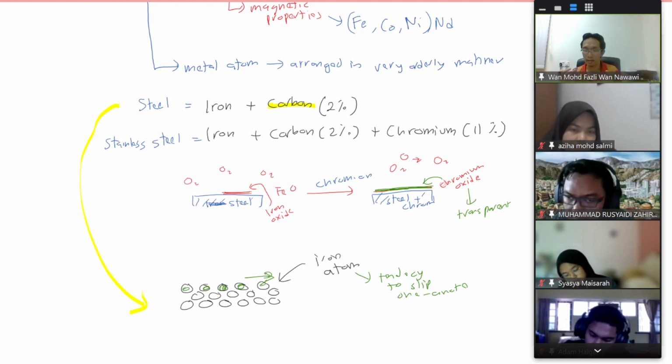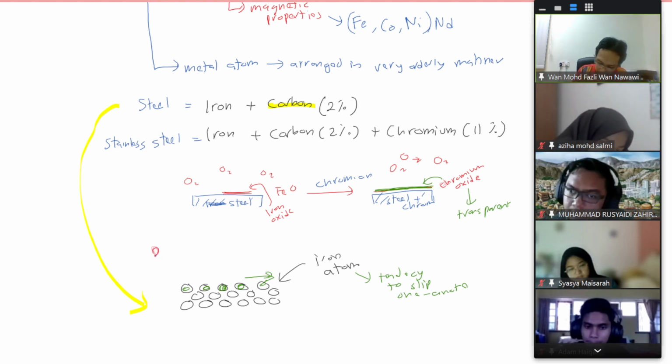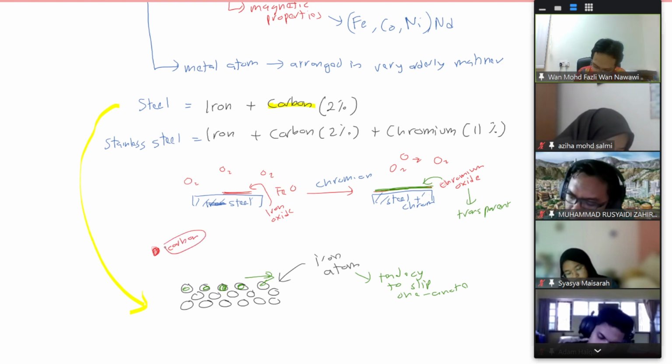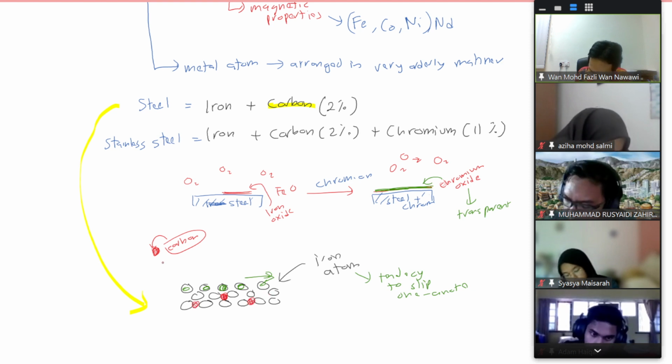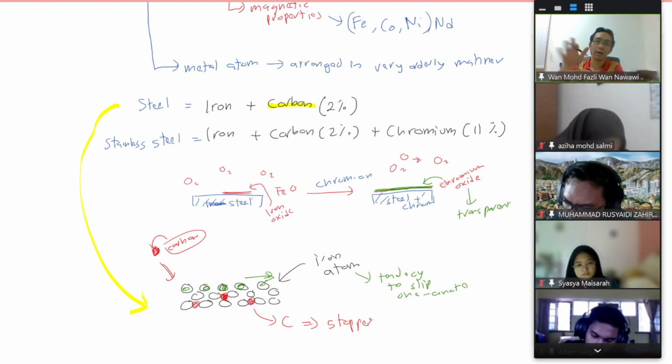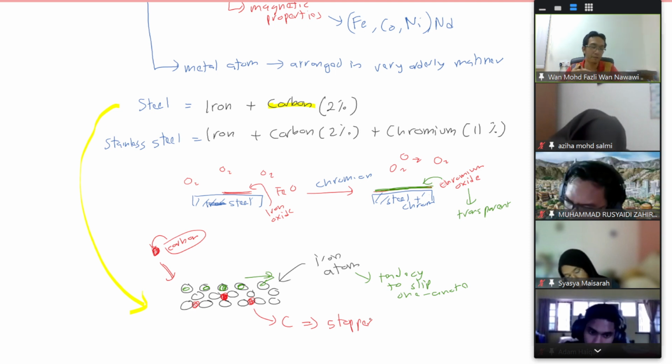So when you put this, what we call the carbon, for example, the carbon is this red. Let's say this carbon atom. When you put this carbon atom somewhere in the middle here, for example here and here and here, the carbon atom acts as a stopper. It's like somebody holds you from moving along. So that's the reason why steel becomes stronger and stiffer compared to iron, because iron tends to slip.